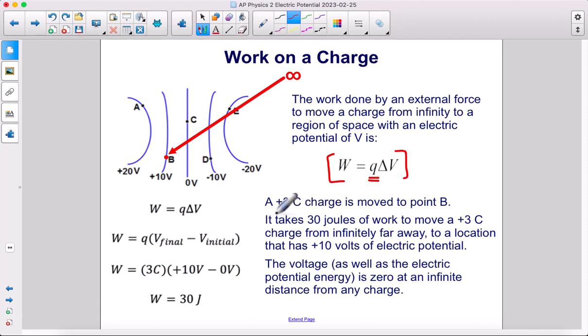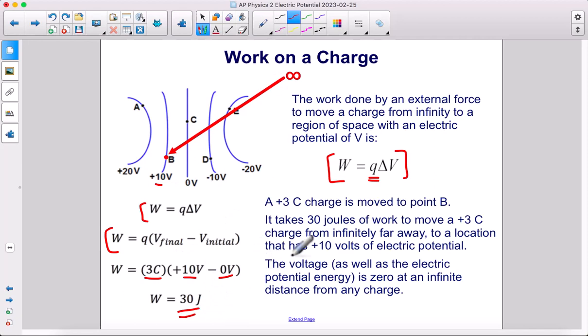So, to move a positive 3 Coulomb charge from infinity to point B, it would take just 30 joules of work to move that charge from infinity to this location here at B. B has a value of 10 volts, so we can use our equation. The initial voltage is 0 because the voltage at infinity is always going to be 0. Our final voltage is this location here with a voltage of 10. So we plug it in here. It's a 3 Coulomb charge, so we need 30 joules of work to do that.